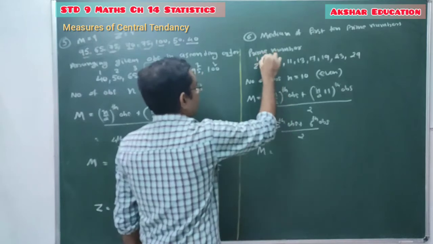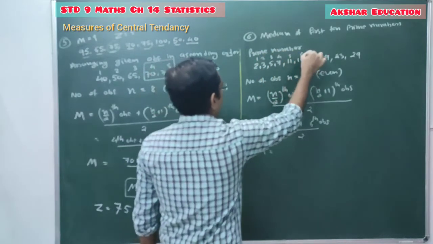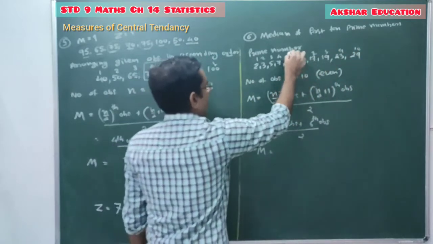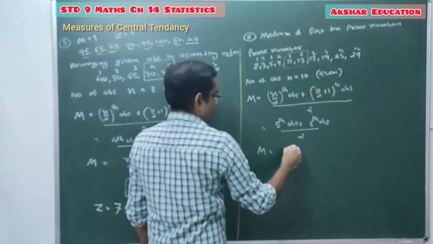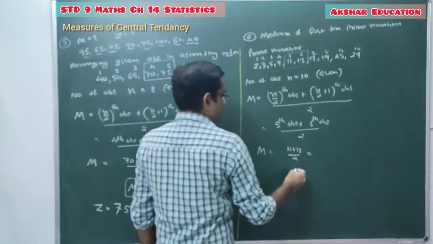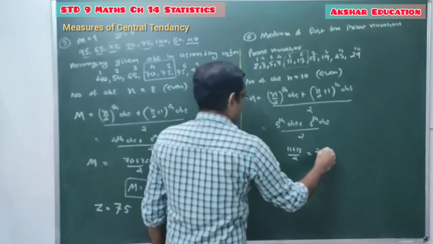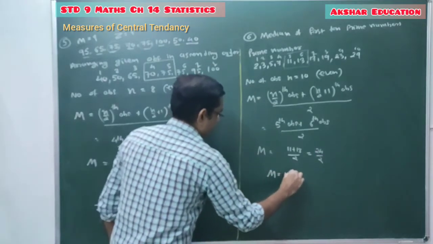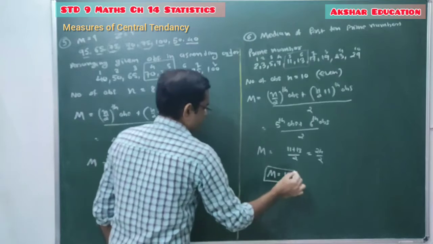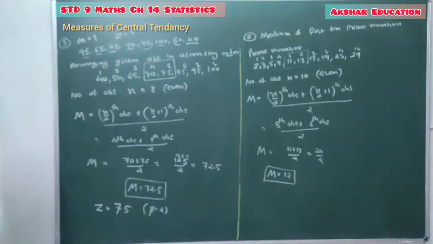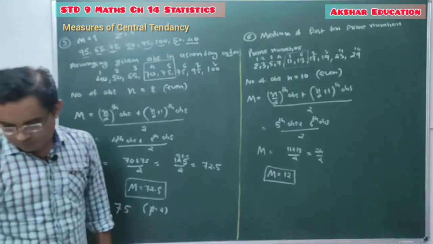So this is 1, 2, 3, 4, 5, 6, 7, 8, 9 and 10. The fifth and sixth observations are 11 and 13. So it's 11 plus 13 by 2, that is equal to 24 by 2, and therefore the median of this given data is 12. The median of the first 10 prime numbers is 12. Clear, students? So this is how you can solve.